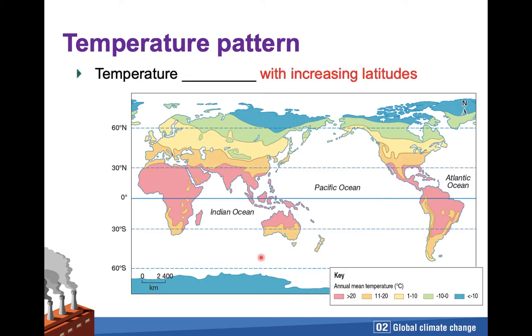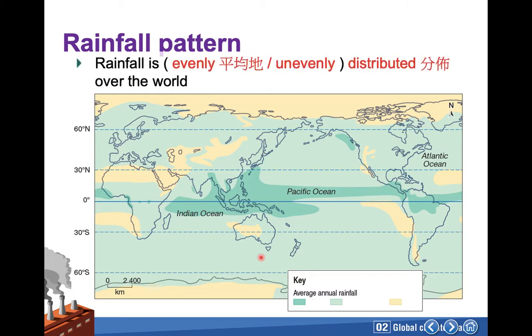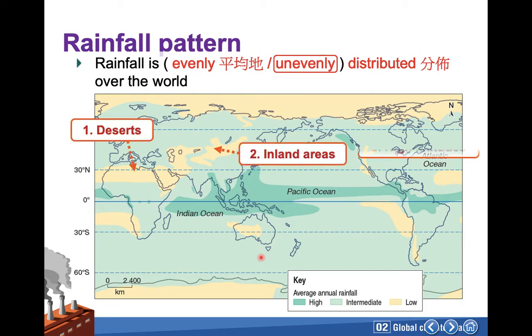Temperature pattern: temperature decreases with increasing latitude. That means away from the equator, the annual temperature will be lower. And for the rainfall pattern, rainfall is unevenly distributed over the world. Just now we revised that especially in deserts, inland areas, and high latitude places, they get lower rainfall.